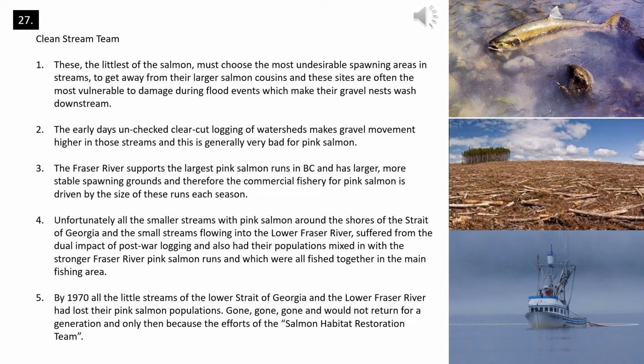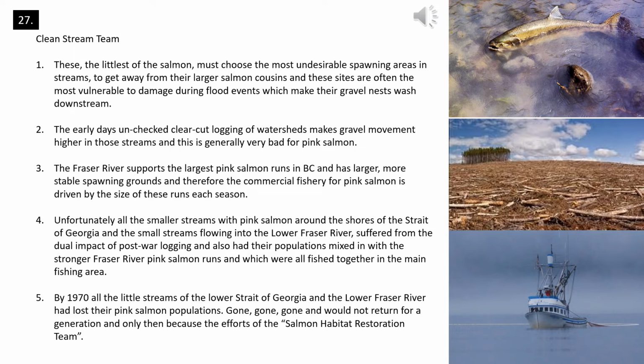So the Fraser River supports the largest pink salmon runs in BC. And if you think about it being such a large watershed, you could have heavy rain events, but only in a very small portion of the watershed in the fall and winter. Most of the upper watershed is in heavy snow cover and does not have large floods during the winter. So the Fraser River mainstem is actually very stable during the winter months, and that's why it supports the largest pink salmon run in BC.